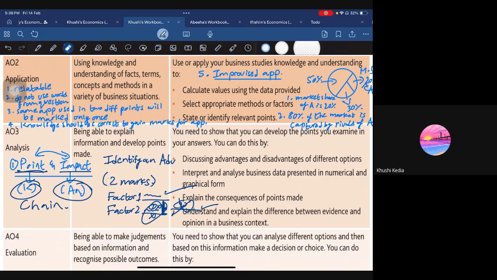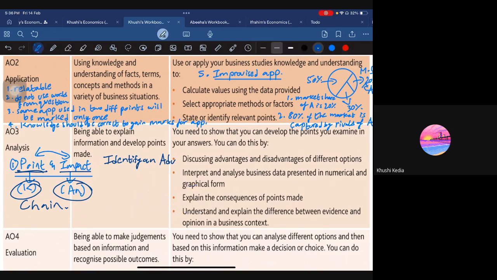So let's suppose you identify an advantage. Will it be considered as knowledge or analysis? Knowledge. And then you explain a bit about that knowledge, like a cause and effect sort of thing. So if you talk about its impact, that impact is your analysis.